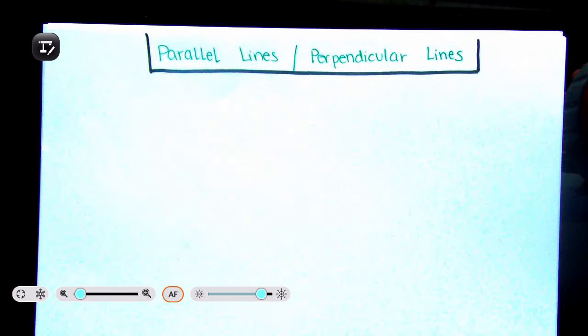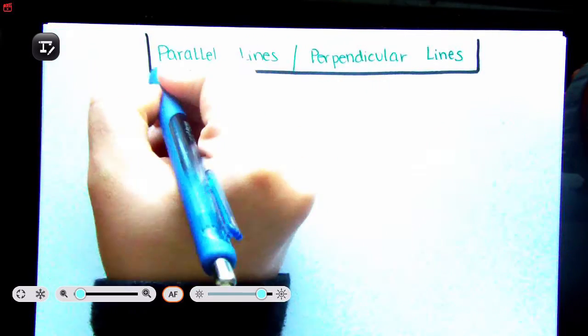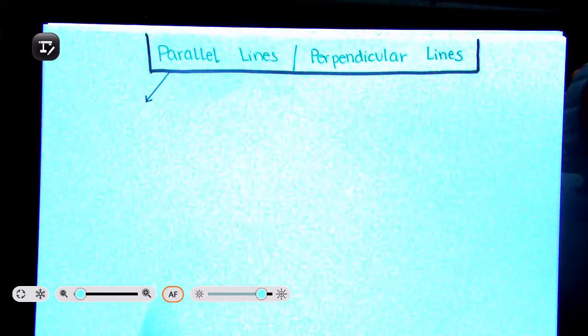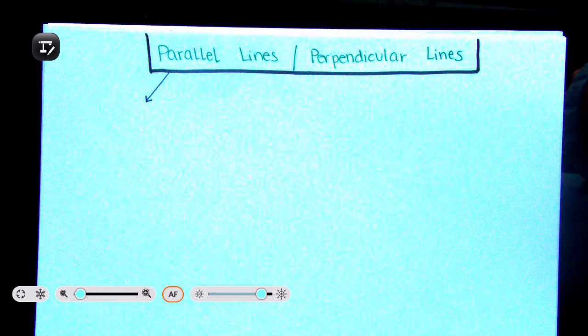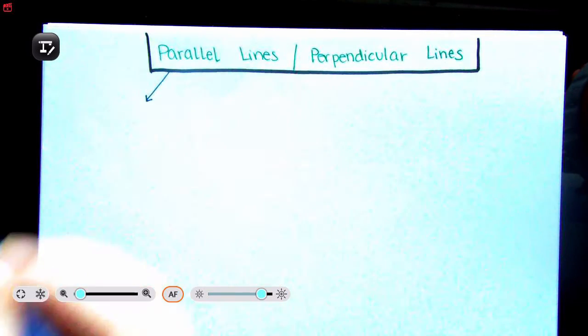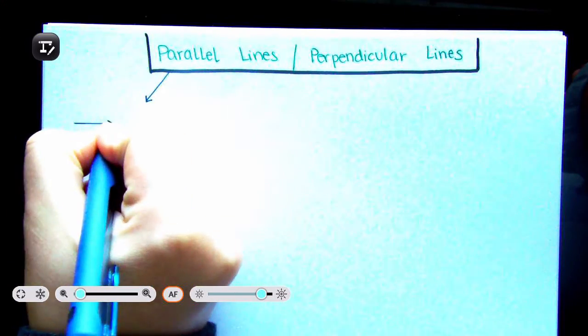Let's go ahead and get started with parallel lines. So parallel lines are lines that never, ever cross in both directions. They just keep on going forever and ever, but they never actually meet or cross. And parallel lines look something like this.